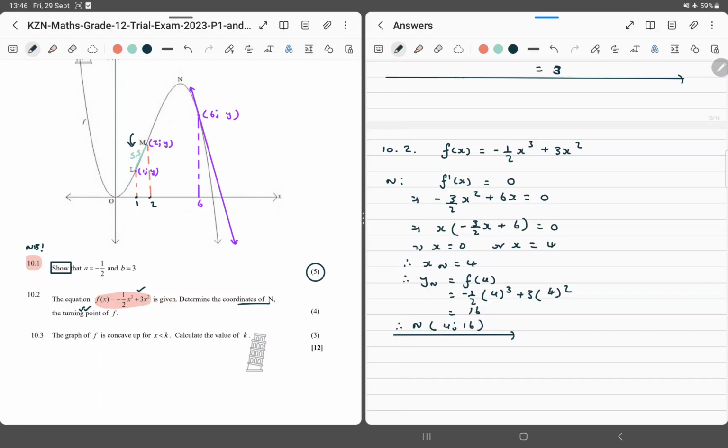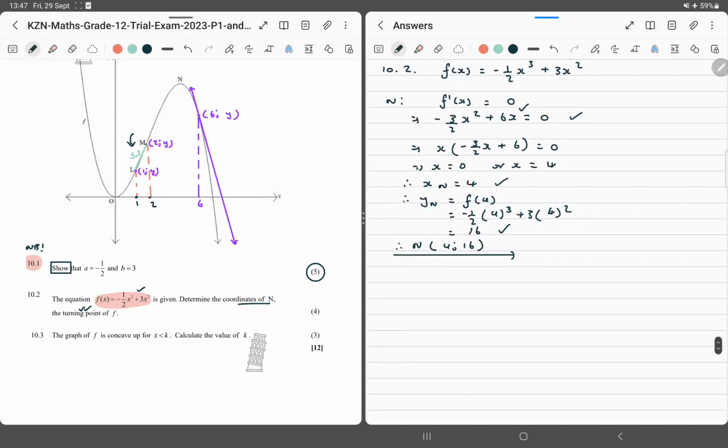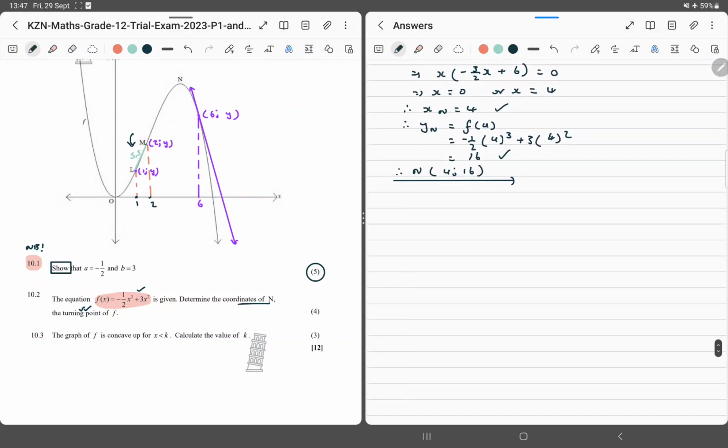Okay, 4 marks. I guess the derivative is important, and essentially equating that to 0 is also important, and finding the x coordinate is important, and doing that substitution there. But substitutions don't matter, right? That is what matters, and essentially that is the 4 marks. Okay.